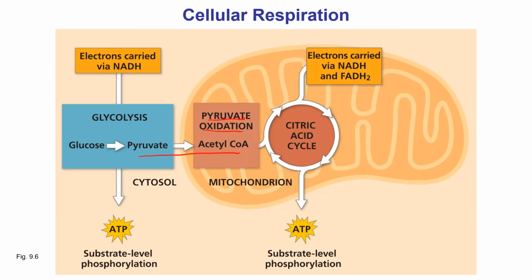The third step is called the citric acid cycle. You may have heard of it called the Krebs cycle. That's an older term for this cycle, and you can use either.